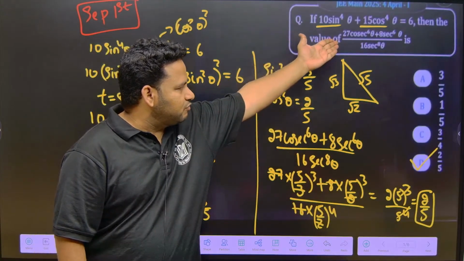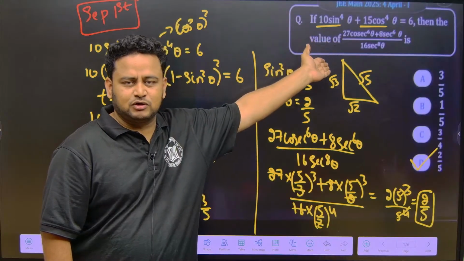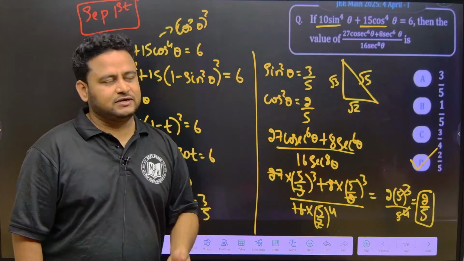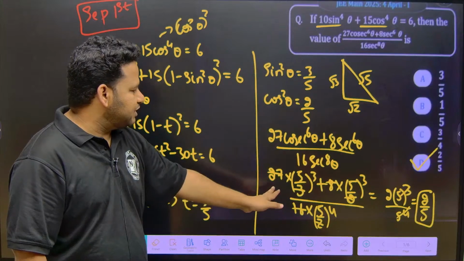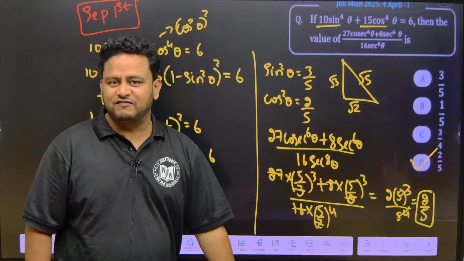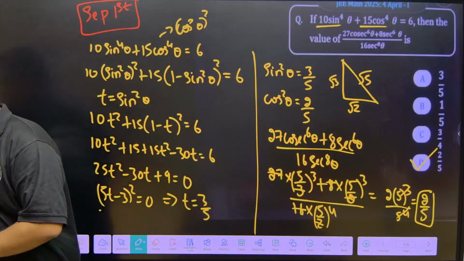So this is solved. Cosecant and secant are reciprocal relations of sine and cos respectively. I will just substitute the values, and on simplification I will get 2 by 5. So we got to solve this question, friends.